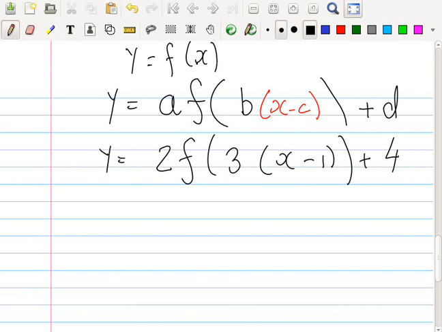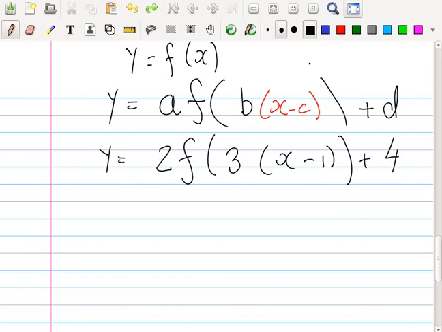So the real question here is, what order do we do things? Like, for example, do we first move it and then compress it? Or do we first expand it and then add 4 to it? What's the order here? Well, I mean, does anybody know what the order is here?